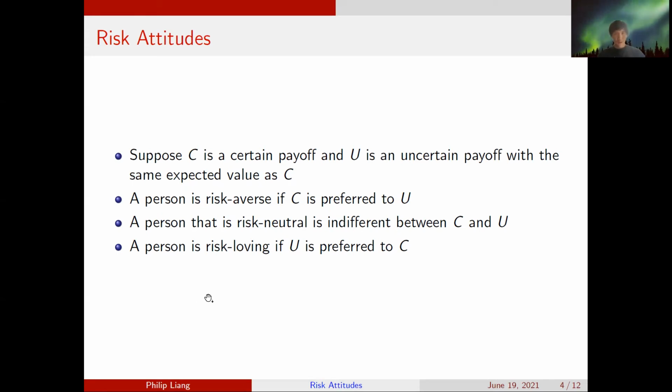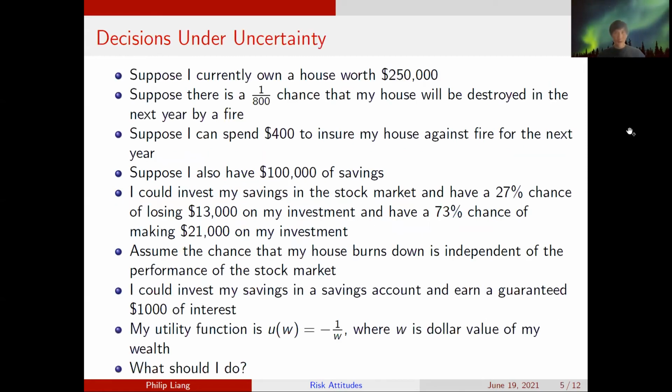That is, a risk loving person prefers risky things to certain things of the same expected value. All right, now we can put this all together and analyze a fairly complex decision under uncertainty. So we're going to have two sources of uncertainty.